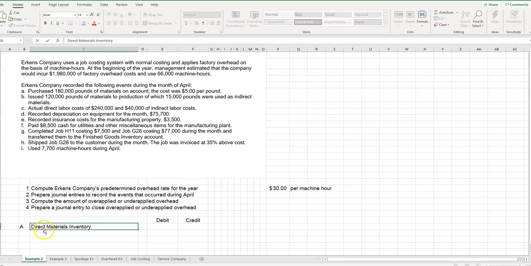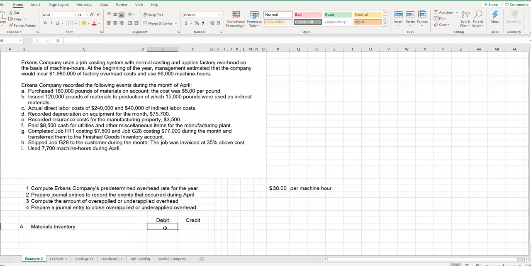We can just say materials inventory. Materials inventory, 180,000 pounds times $5 a pound is $900,000. And we're going to credit accounts payable.